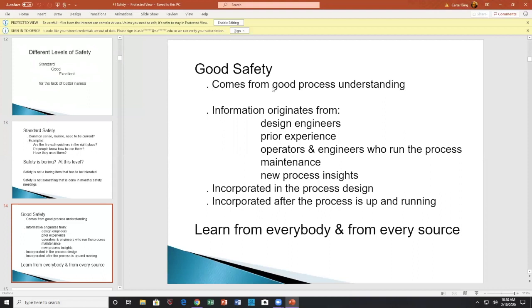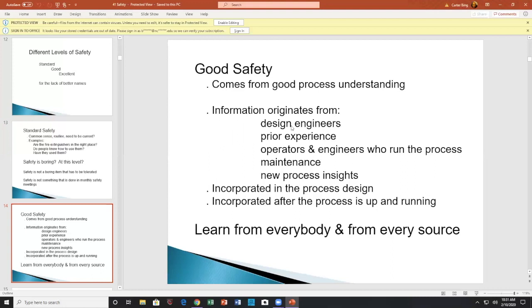Some of the examples that are available, Chemical Safety Board videos, show a significant lack of process understanding and a lot of accidents. The other thing that goes along with good process safety is also management. Management can take a very positive attitude towards safety, a lukewarm attitude towards safety, or actually a hostile view towards safety. So again, good process understanding, tech, and good management as well.